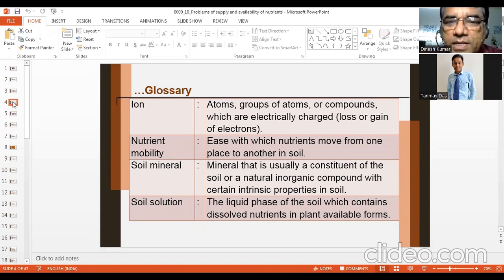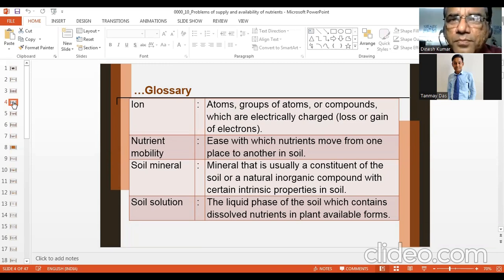Nutrient mobility: ease with which nutrients move from one place to another in the soil. So that is nutrient mobility. Mobility can be within the plant system as well as in the soil system. In plant system, you know, N, P, K, Zn, and Mg are mobile nutrients and their deficiency occurs in lower leaves. The rest, deficiency symptoms come in younger leaves and they are less mobile in the plant system. Similarly, certain nutrients are mobile in the soil system and some are less mobile in the soil system. Phosphorus is the example. Phosphorus does not move even more than 1 inch in the soil.